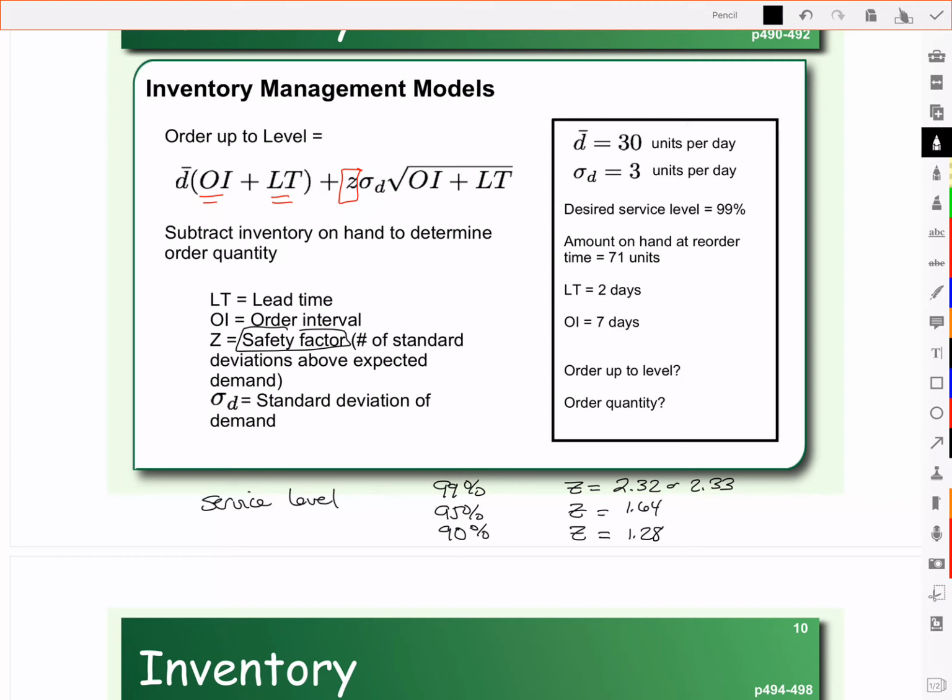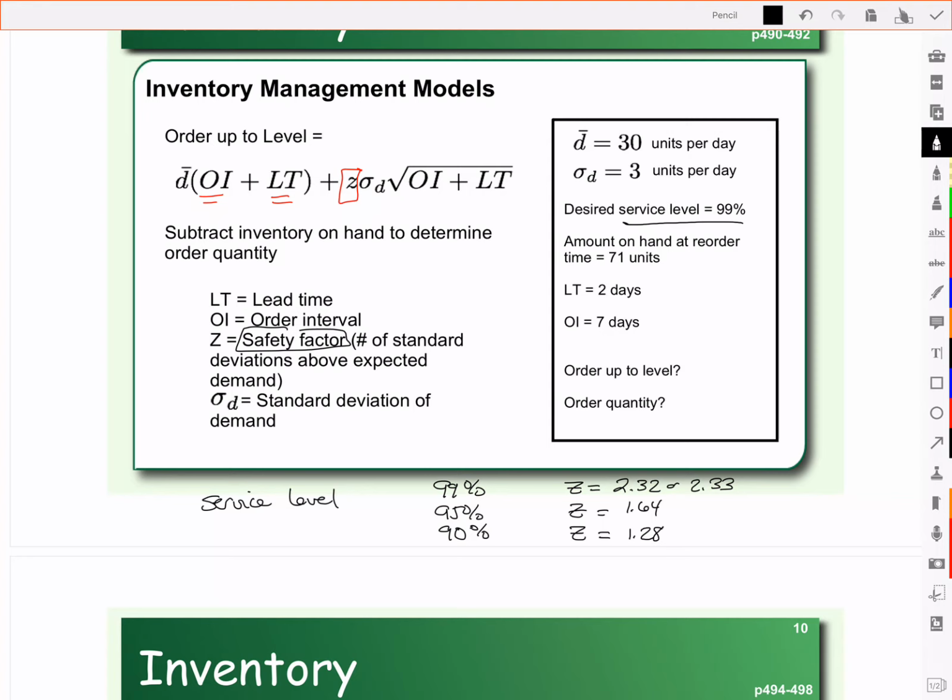All right, so let's calculate our order up to level in this scenario. Let's assume that the demand is 30 units per day, and we have a standard deviation of 3 units per day. So we don't always use up the same amount of inventory. Our desired service level is 99%, and we have 71 units on hand when we place our order. The lead time is 2 days. The order interval is 7. What is our order up to level?